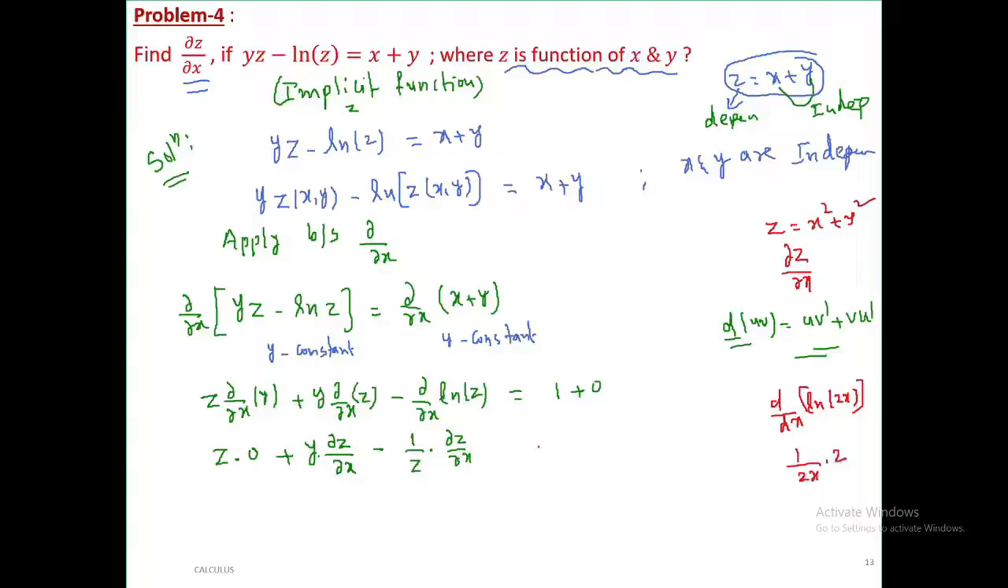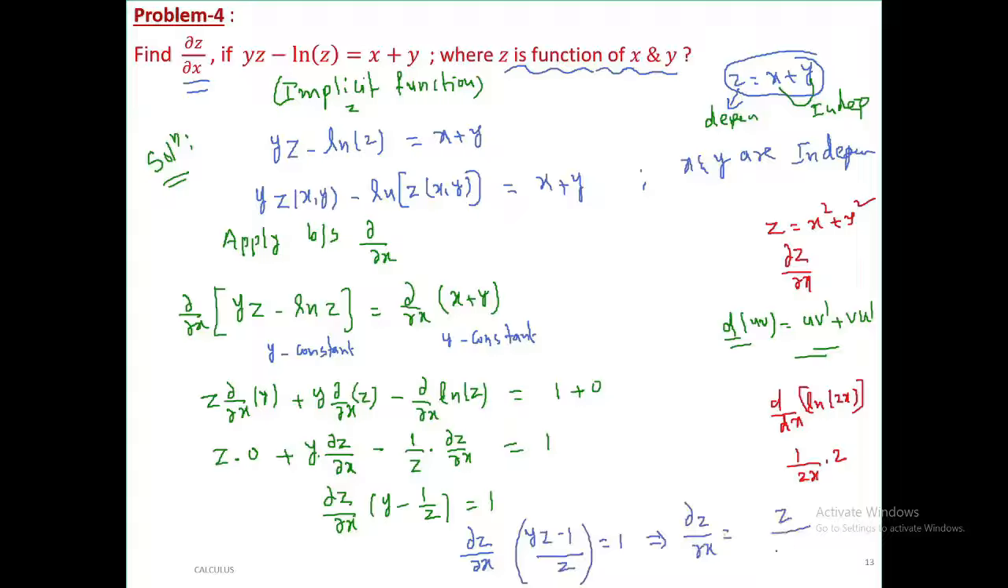Now this is exactly equal to 1. And if you simplify this, let us take ∂z/∂x common. What will we get? (y minus 1 upon z) is equal to 1. So this is our required answer. Therefore, ∂z/∂x value is... simplify here, you will get y into (z minus 1) by z is equal to 1. So if you simplify this, you will get ∂z/∂x is equal to z by (yz minus 1). So this is ∂z/∂x value.